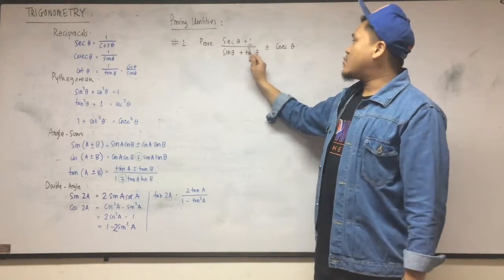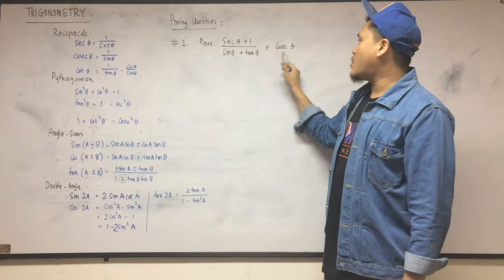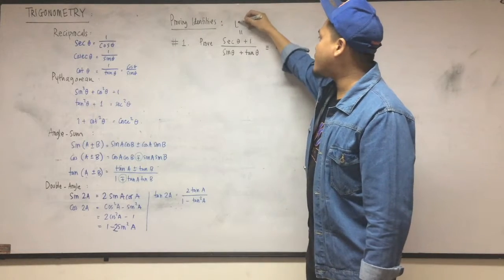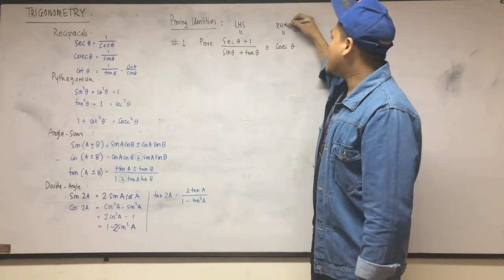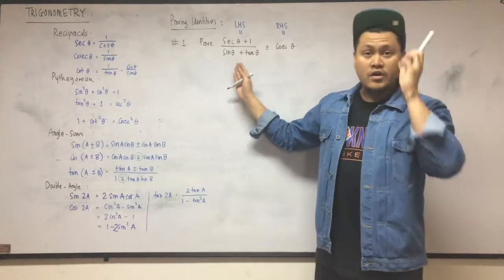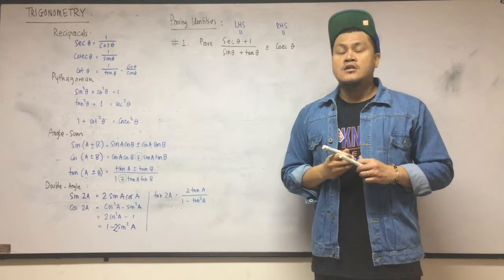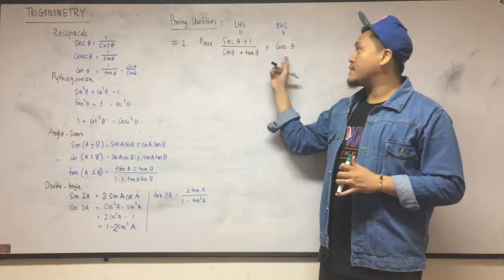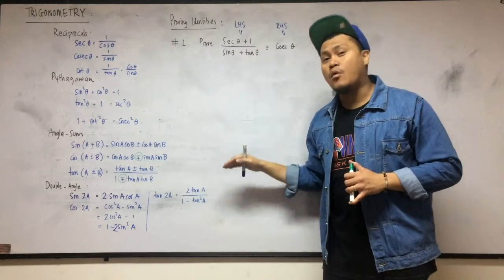Prove secant theta plus 1 over sine theta plus tan theta is equivalent to cosecant theta. Now, the first thing that you need to do is you have to start with either one of the sides. You cannot start together. You have to choose where you want to start, left-hand side or right-hand side. The rule of thumb here is to try to start with the one that's more complex. In this case, I would say the left-hand side. You can derive a little bit more, right?